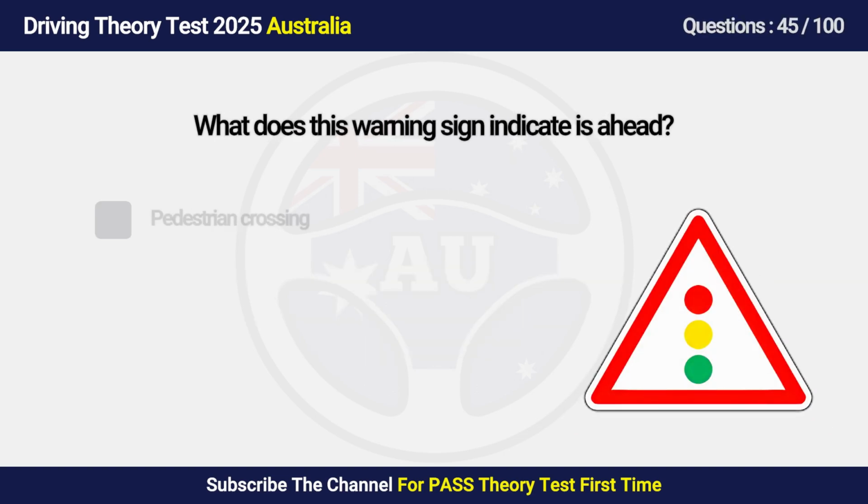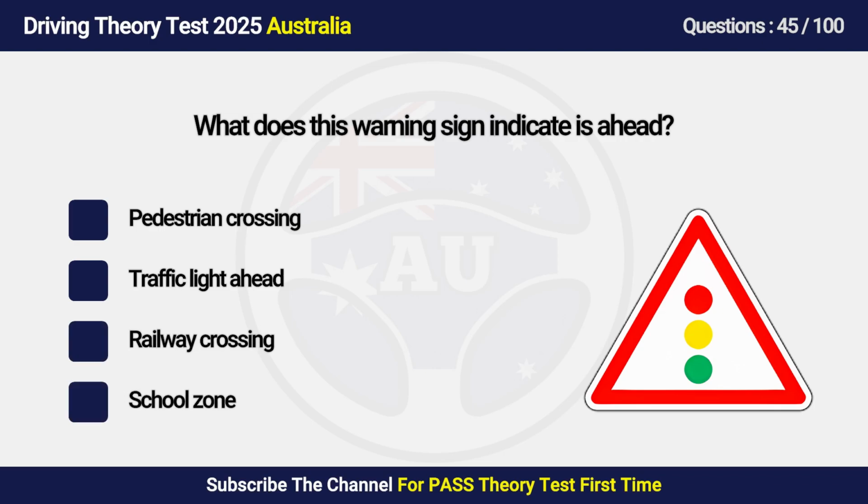Question 45. What does this warning sign indicate is ahead? A. Pedestrian crossing. B. Traffic light ahead. C. Railway crossing. D. School zone.